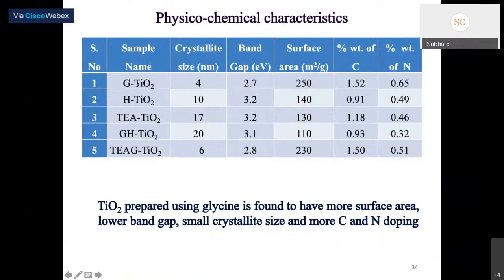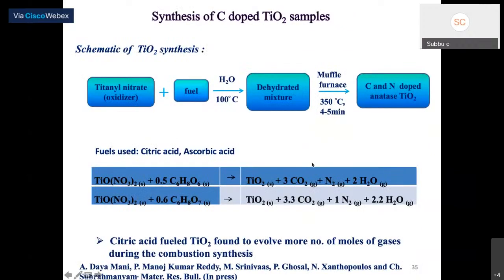You see glycine versus hexamine. The crystallite size of glycine is very, very small compared to others, and it has a very high surface area. It actually has a lower band gap. In all these cases, the final product is only TiO2. It shows good percentage of carbon doping and good percentage of nitrogen doping, and you will be surprised that it gives good reactivity, though I have not shown you that, so it is a good fuel.